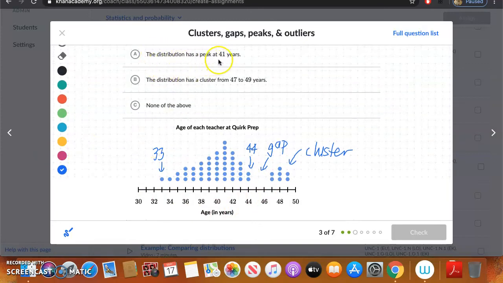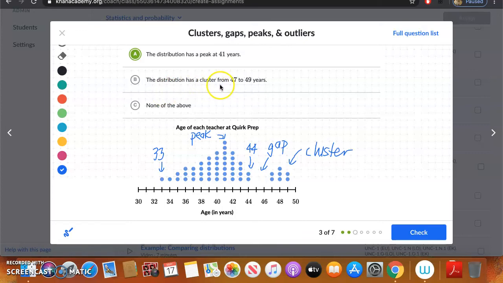A, the distribution has a peak at 41 years. Okay, definitely at 41, this looks like there is your peak, right? It is unimodal. Okay, that's the peak, right? Oh, actually, it's bimodal because we have a peak here, but we have a peak here too, right? So this is 41 years old, right? There's the most number of data for that. Number of teachers at Quirk Prep. So we have the most number of 41-year-old teachers at this school. Okay, that is true. All right.